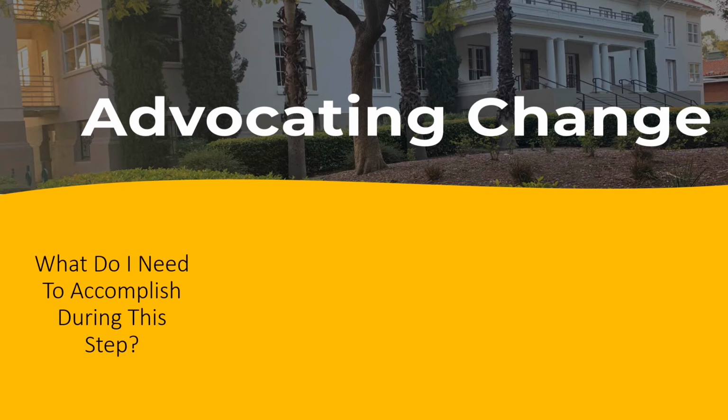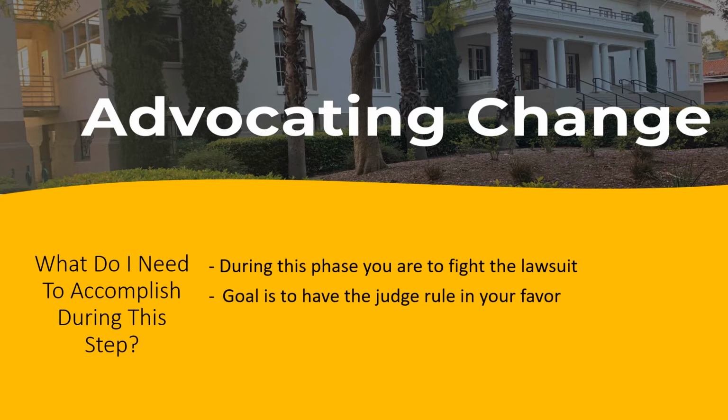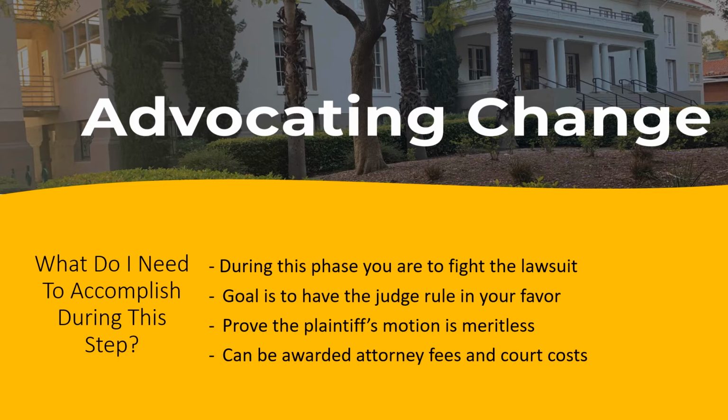What do you need to accomplish during this step? During this phase, you are to fight the lawsuit filed against you and prove that you are engaged in free speech. The goal of this process is to have the court rule in your favor. You want to prove to the court the plaintiff's lawsuit is meritless and the judge should strike it. This means the plaintiff's lawsuit has no point and was made just to intimidate you. If successful, the case will be dismissed early and you will be awarded attorney's fees and court costs.